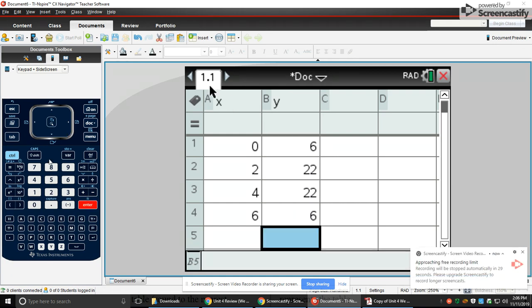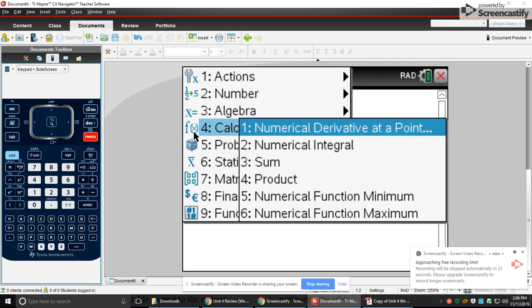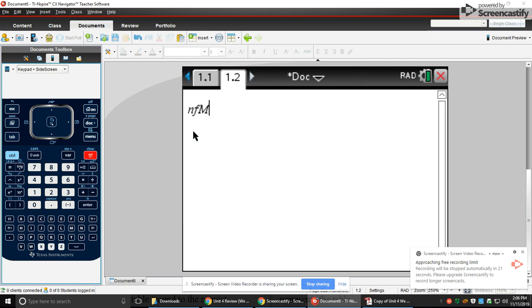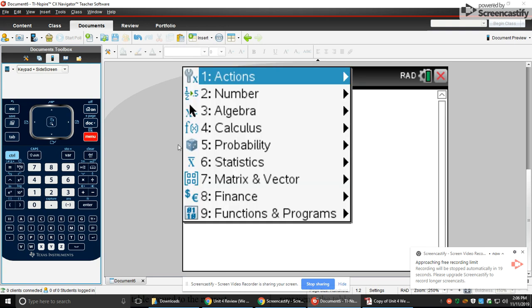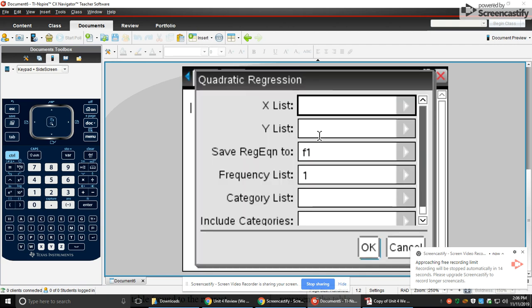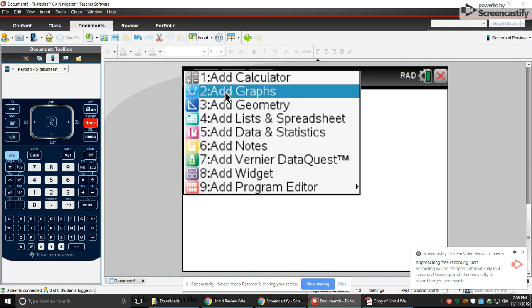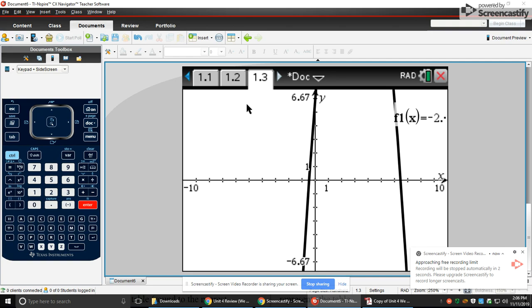And then control doc 2, 1, control doc 1, menu 6, menu 616, whoops, menu 616, x list x, y list y, and you'll have your function. Hit control doc 2, up and enter, to graph it.